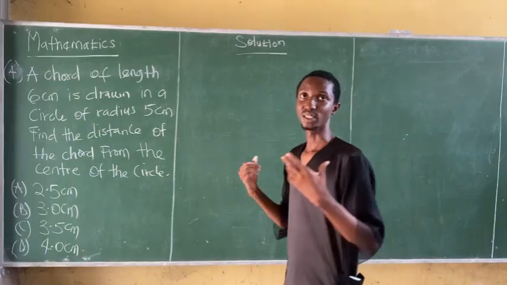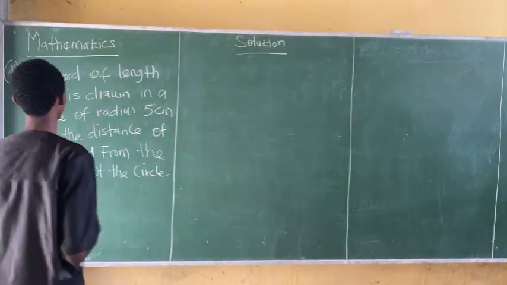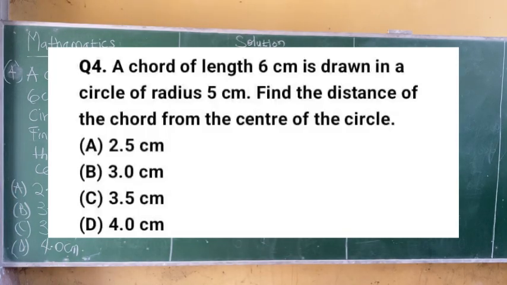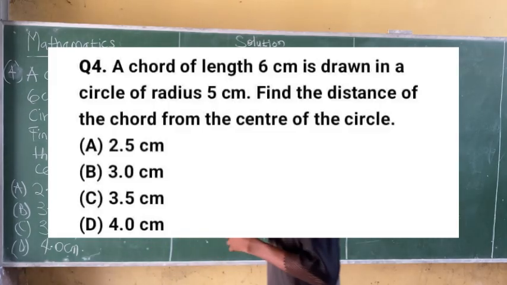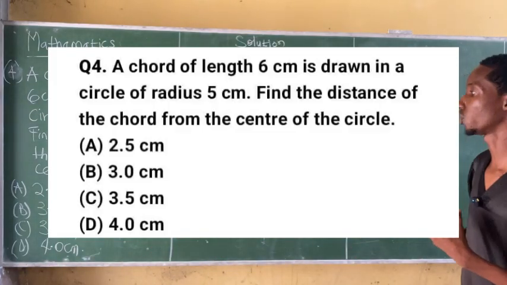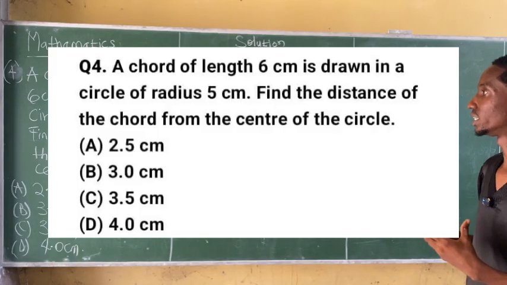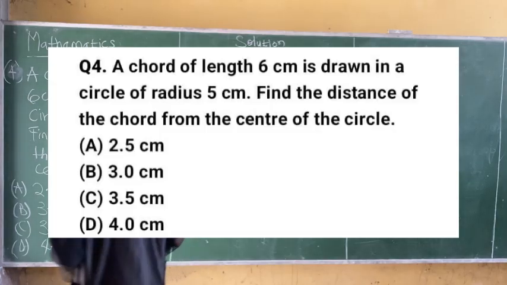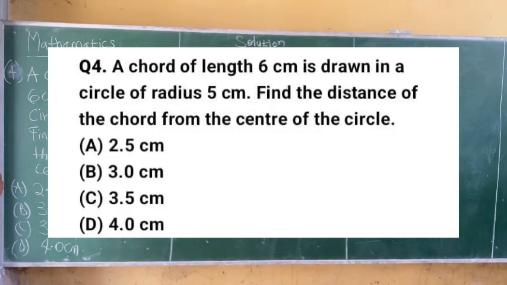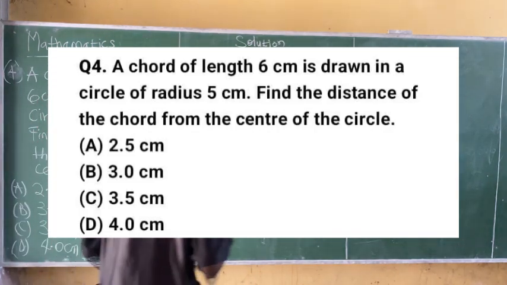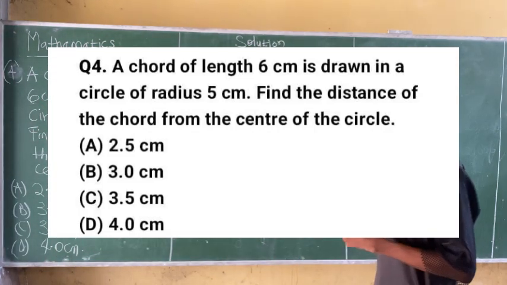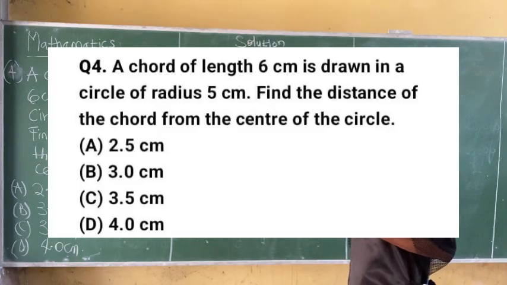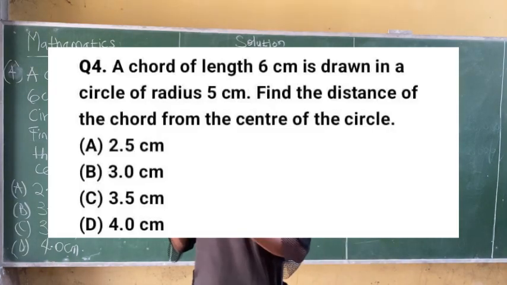Question 4 we have here is a very technical but simple question. It says, the chord of length 6 cm is drawn in a circle of radius 5 cm. Find the distance of the chord from the center of the circle. Option A, we have 2.5 cm. Option B, 3.0 cm. Option C, 3.5 cm. And option D, 4.0 cm.